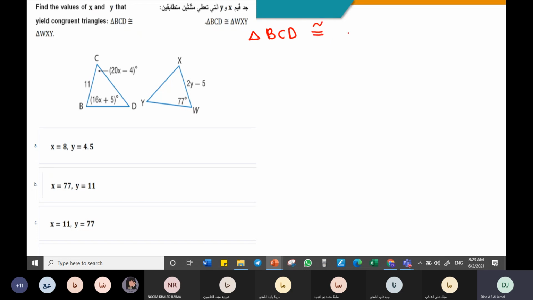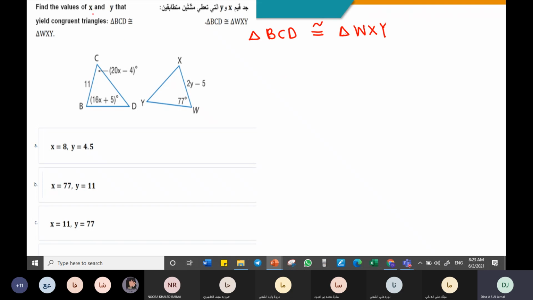Congruent to triangle WXY. And remember, when we studied this lesson, we have taken that order is very important whenever you write your statement. That means I can, from this statement, get which angle is congruent to the other. So let's have a look.